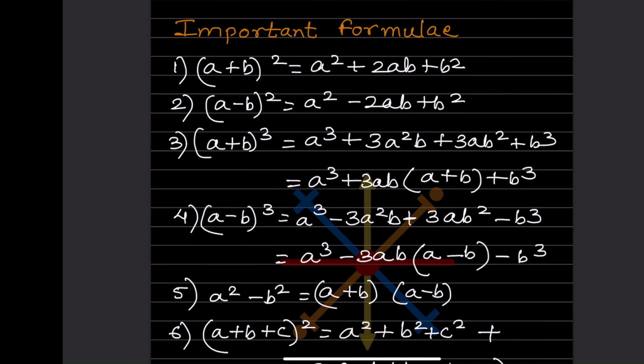So here, (a plus b) whole square is a square plus 2ab plus b square. (a minus b) whole square is a square minus 2ab plus b square. When you look at these two formulas, the only difference is that here it is plus and here it is minus. Rest everything is the same.